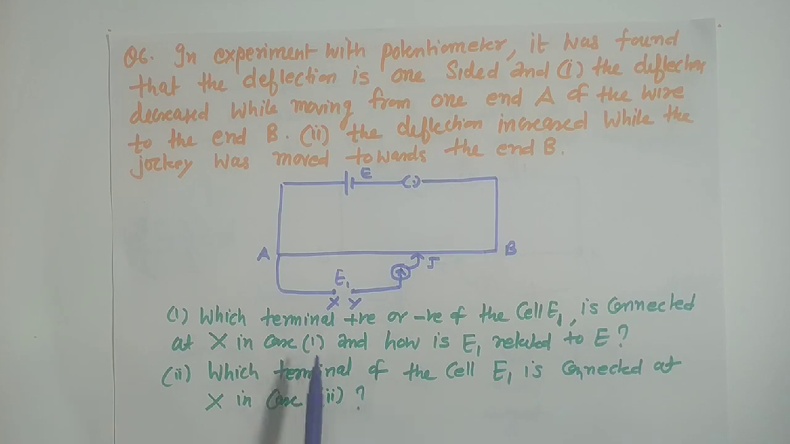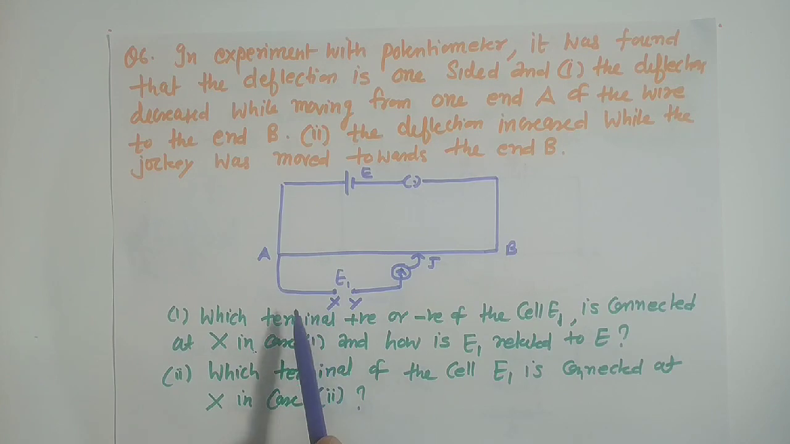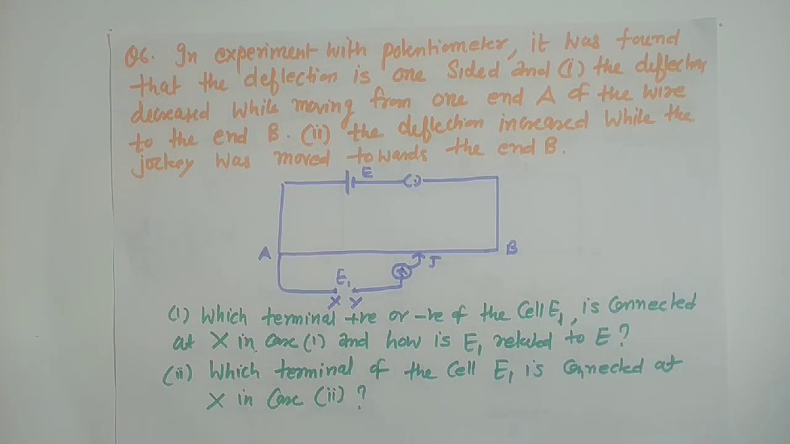The question is which terminal, negative or positive, of the cell E1 is connected at X, and how E1 is related with E. And second, which terminal of cell E1 is connected at X in case 2. Case 2 means when the deflection is increased.